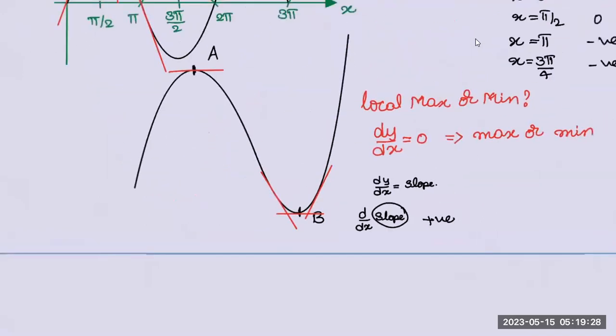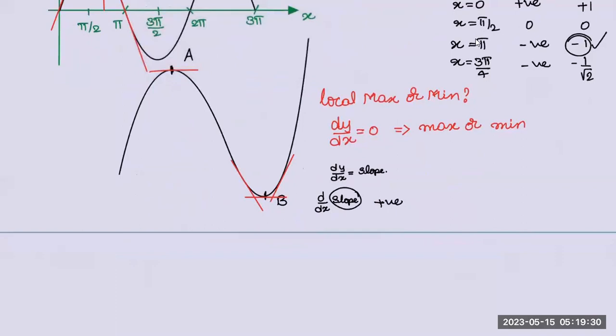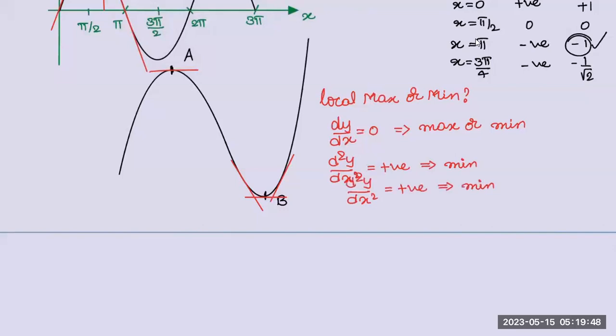So we can conclude this. Simply remember that: d square y by dx square is equal to positive implies minima, and vice versa. Negative implies maximum. Clear?